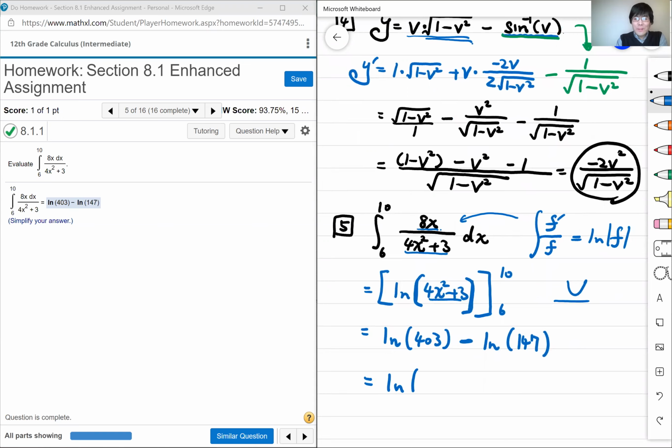But you can, of course, simplify the expression into a single log by using the property of log. Can it be simplified? Well, the denominator is 7 times 7 times 3. So this fraction can be simplified only if the numerator is a multiple of 7 or a multiple of 3. But 403 cannot be divided by 3, and it is not divisible by 7 as well. So this is in the simplest form.